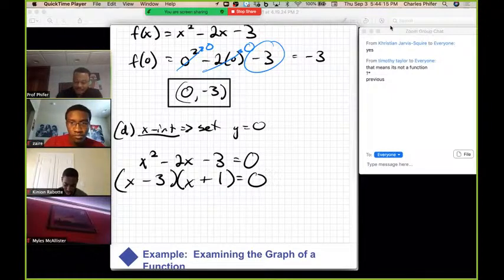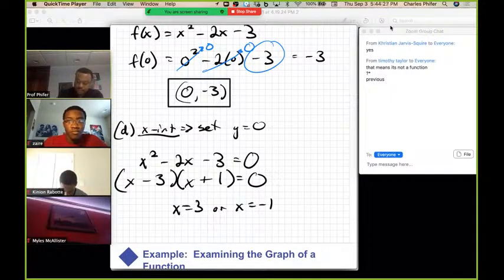Okay, anyway. So then we set each one to 0 and solve. Ultimately, we get x equals 3 or x equals -1. So we're saying these are the x-intercepts. So we're going to do (3, 0) or (-1, 0).